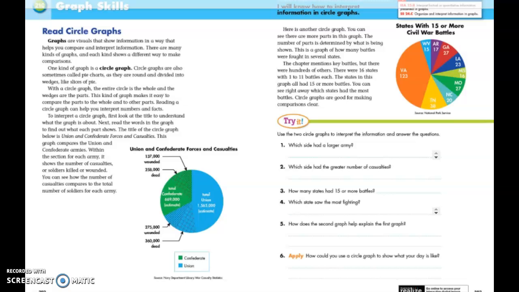Graph skills. Learning objective: I will know how to interpret information in circle graphs. Read circle graphs.